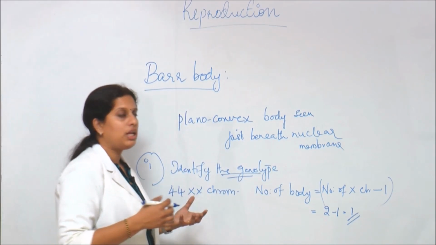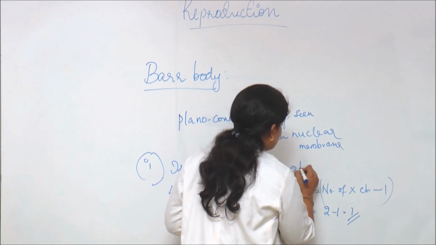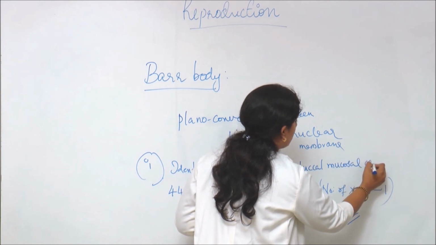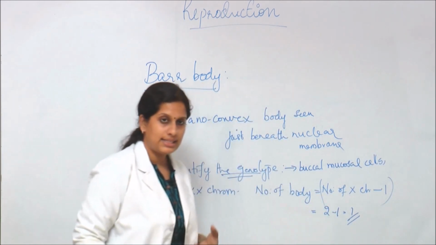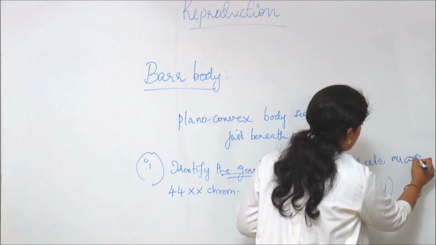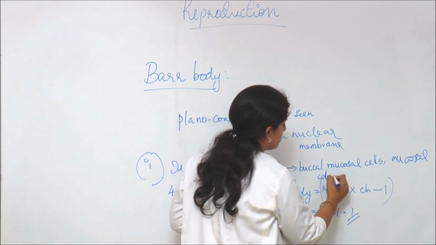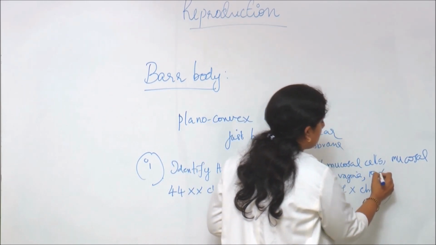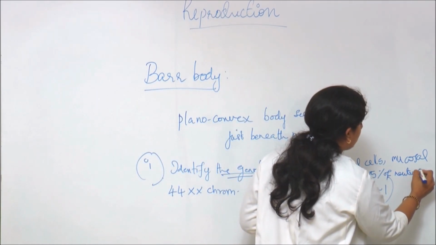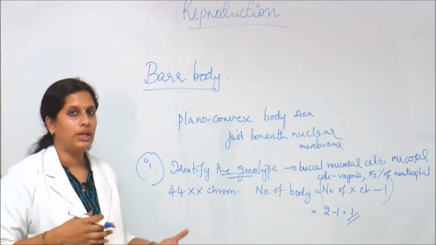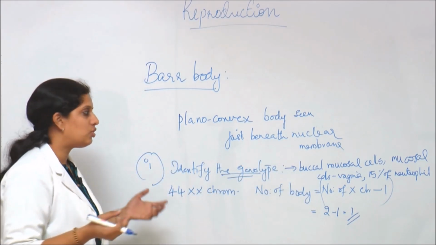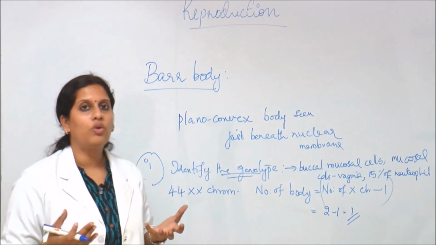And where do you see all these Barr bodies? You can see these Barr bodies in the buccal mucosal cells, then mucosal cells of the vagina, and 15% of neutrophils have a drumstick-like projecting part from the nuclei, and that is referred to as Barr body. So these are the sites from which you can get the cells and look for the Barr body.